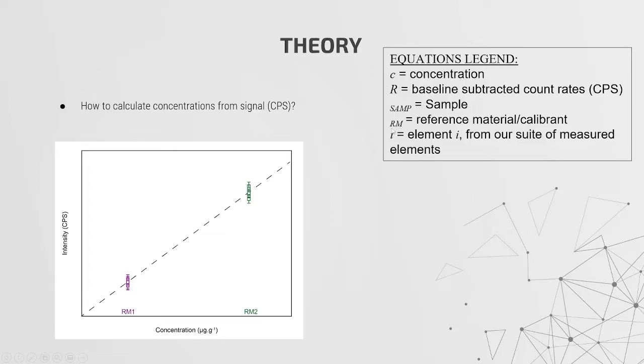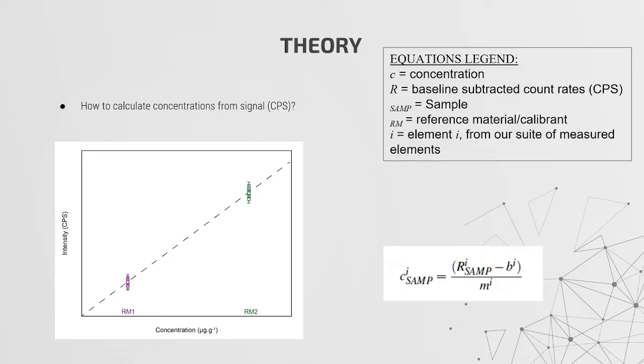And similarly, subscript RM means that it's talking about the reference material. So R subscript RM would be talking about the baseline subtracted count rates in the reference material. And you'll see this I, that's just referring to a particular element from our suite of measured elements. It's just one of our elements that we've measured. So with those definitions sorted, let's have a look at our first equation.